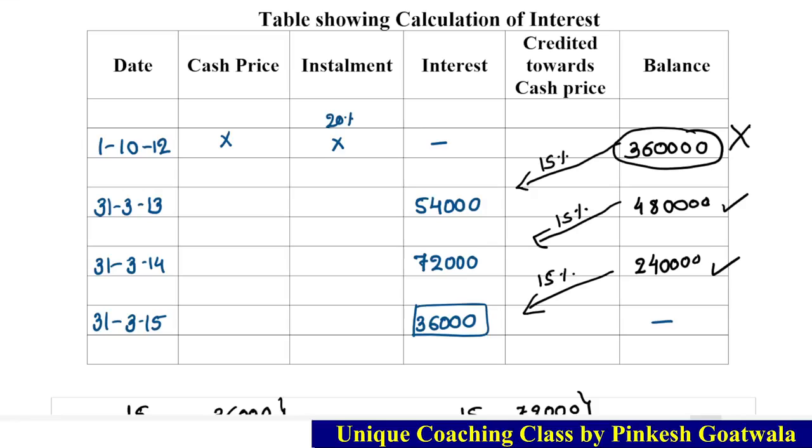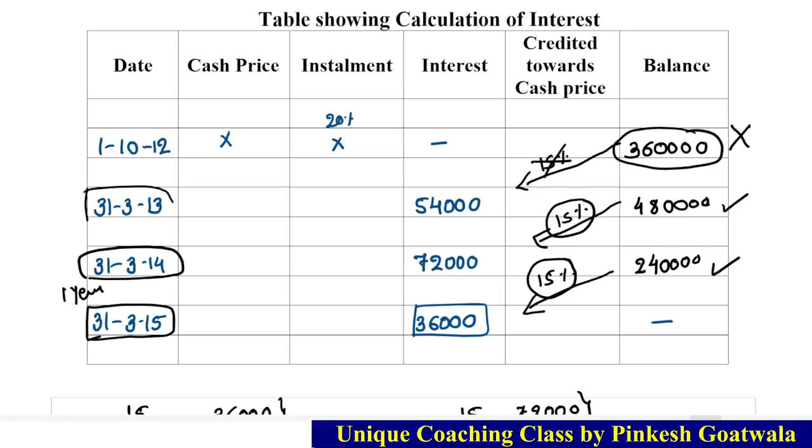Why is it wrong? First of all, here we charge 15% rate of interest. Here also we charge 15% rate of interest. But here we cannot charge 15% rate of interest. Why? It's a very simple point. Look here, our last installment date is 31st March 15 and previously 31st March 14, which means there is a 1 year gap. So 1 year interest will be calculated, here also a 1 year gap, so 1 year interest will be calculated.